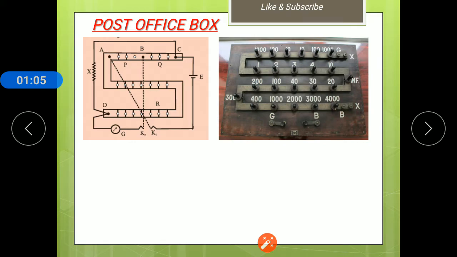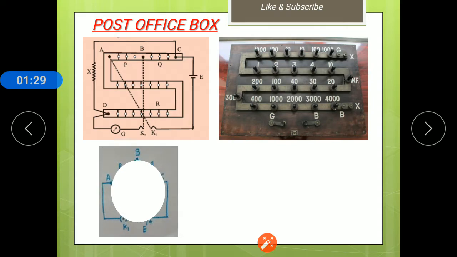Now the cable whose unknown resistance is to be measured is connected between C and D. This has two keys, K1 and K2. Key K1 is connected between the two terminals A and C through the power supply, and key K2 is connected across the other two terminals through the galvanometer. If I draw the Wheatstone bridge circuit of this post office box, it looks like this: key K1 between AC through the battery, K2 between BD through the galvanometer.